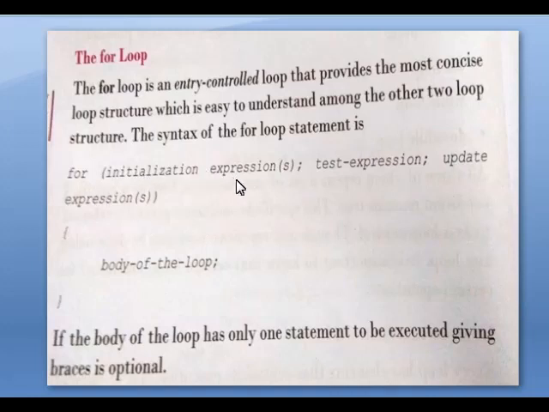Here, what we are going to test, the test condition, we have to give. Then here the increment operator or decrement operator, whatever it may be, that you have to give. So if the condition is true, it will execute the body of the loop, otherwise it will terminate the loop. If the body of the loop has only one statement to be executed, giving braces is optional.